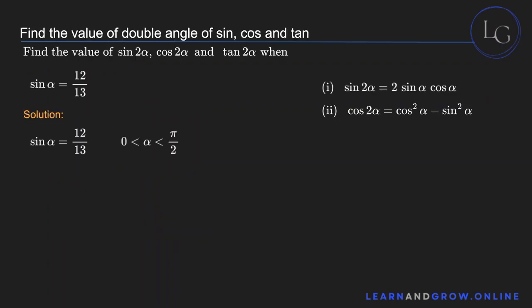Now let's do a question regarding this. We have to find the value of sine 2 alpha, cos 2 alpha, and tan 2 alpha. These are the double angle identities. It says that sine alpha is equal to 12 by 13. We'll apply the double angle identity to find sine 2 alpha. Sine 2 alpha is equal to 2 sine alpha cos alpha. Sine alpha is equal to 12 over 13, and we need to find cos alpha as well. Since the values are positive, alpha lies between 0 and pi by 2.